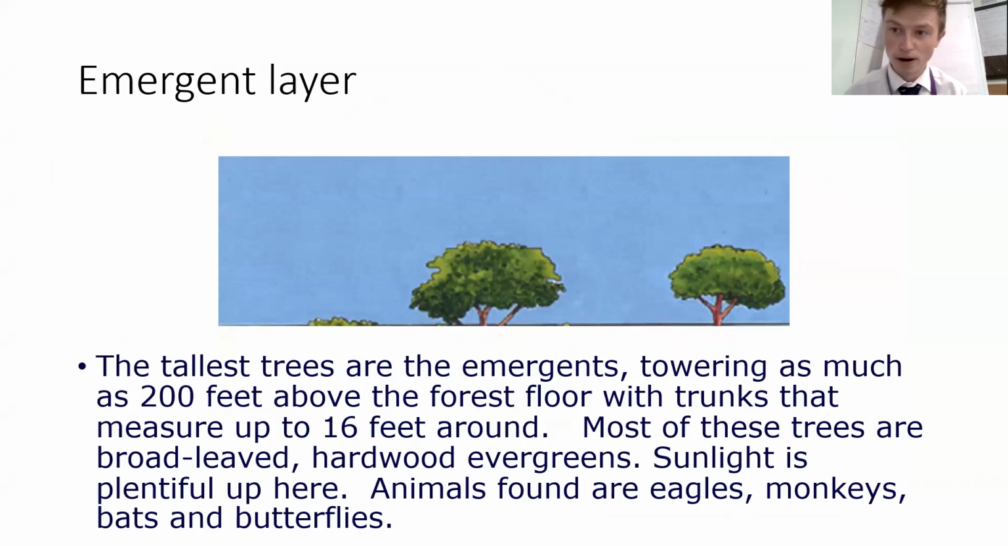So at the top of our rainforest, the top layer, is our emergent layer. These are the tallest trees and they're called the emergent because think about the word emergent, it's emerging. They're towering as much as 200 feet above the forest floor with trunks that measure up to 16 feet around. So incredibly wide trees. Most of these trees are broad-leaved, hardwood evergreens. So they're very wide leaves and they're always green, they're evergreen.